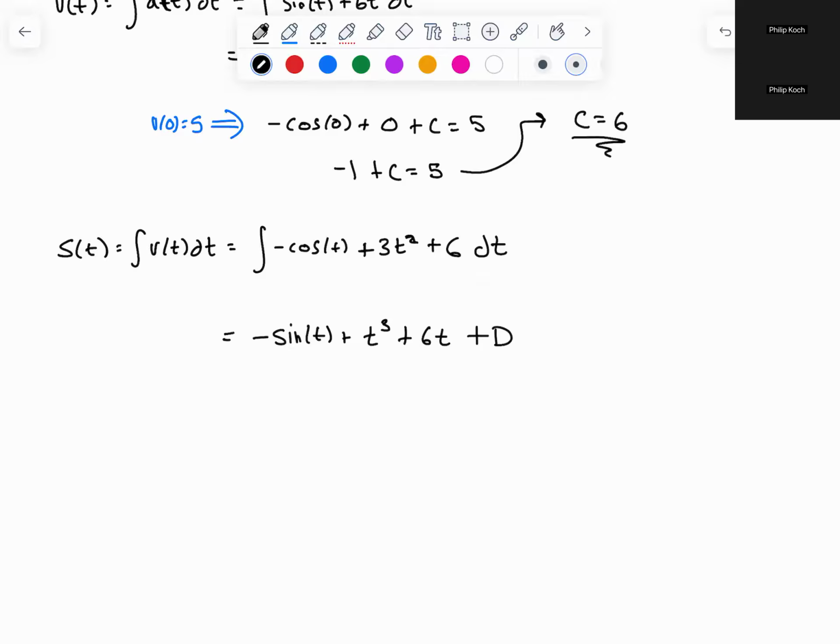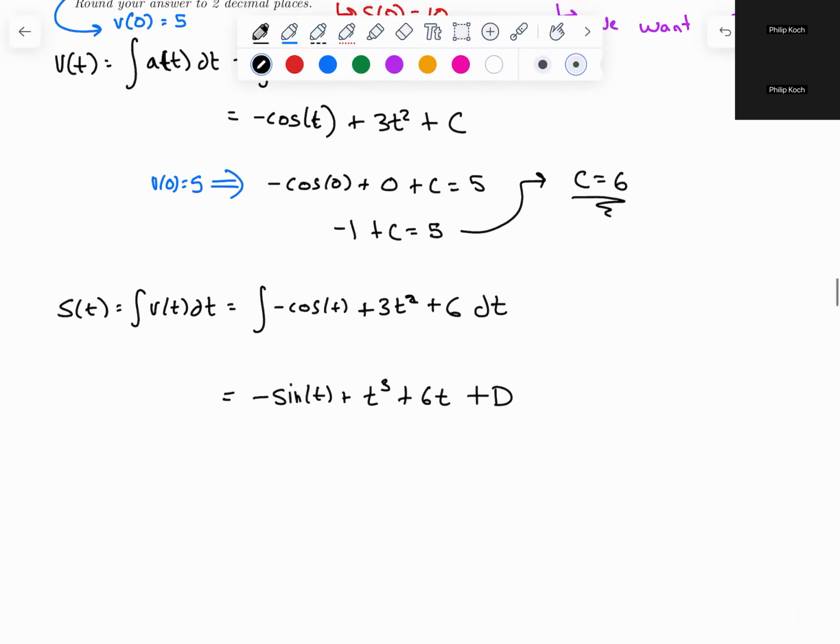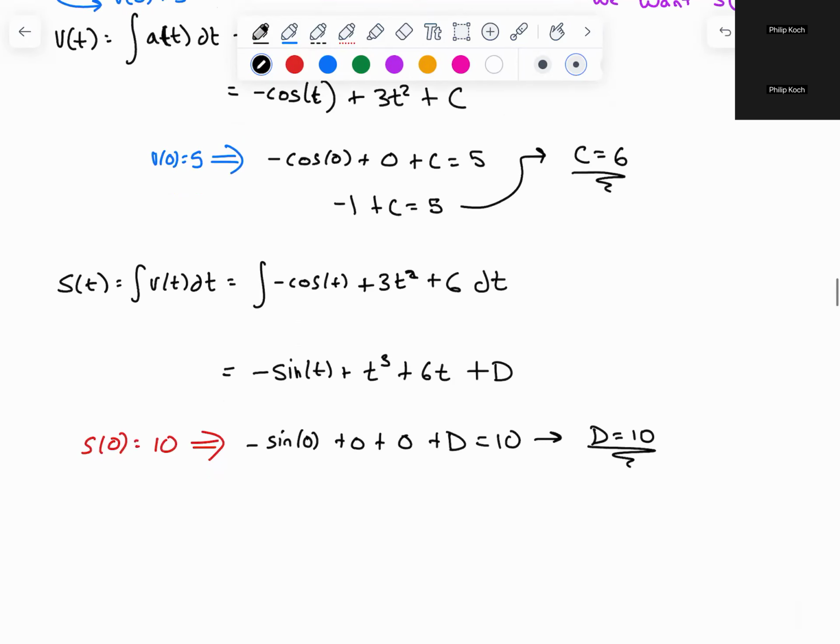Then we use S of 0 equals 10 to find D. That tells us that negative sine of 0 plus 0 plus 0 plus d is equal to 10, which gives us that d is equal to 10, because sine of 0 is 0.